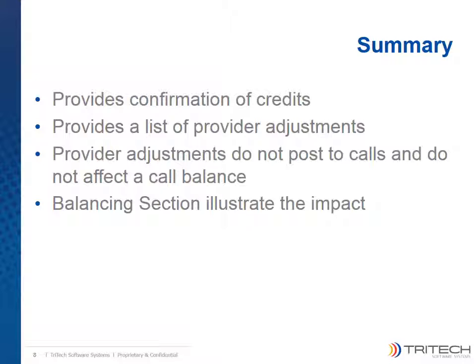Key points to remember are that the summary provides a confirmation that all credits in the remittance have been posted. The remittance summary provides a listing of the provider adjustments that caused the check amount to be different than the amount paid. Provider adjustments are not posted as credits to calls. Provider level adjustments do not affect a call balance. The balancing section illustrates the impact of provider adjustments on the check amount.